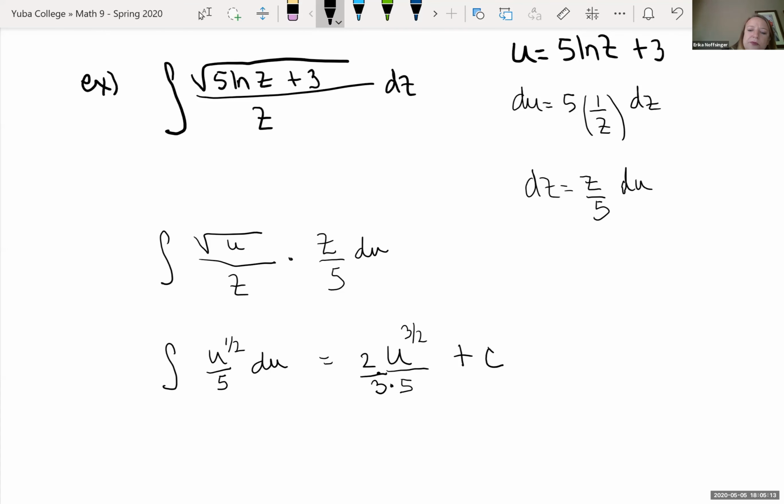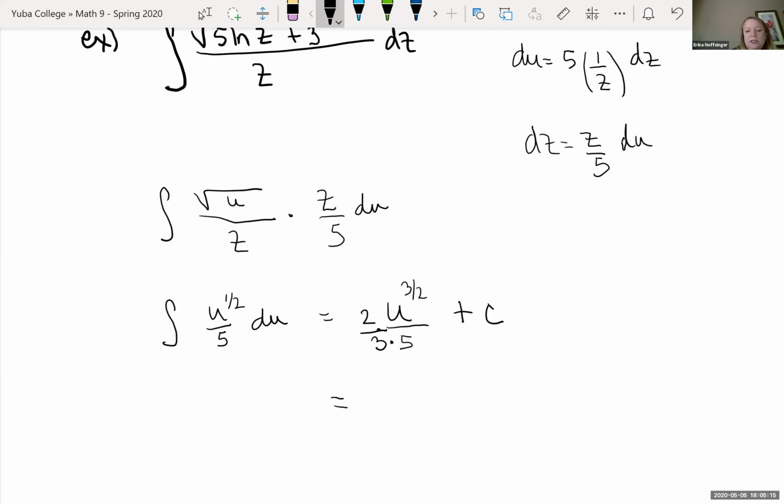Okay, the problem is our original function was in terms of z, and so we need to rewrite this. So we have 2. I see u here, and so I'm going to rewrite that. That u is 5 natural log of z plus 3, and that was all raised to the 3/2 power. And then I have this plus c over here. 3 times 5 is not 10. I don't know where I got 10, but 3 times 5 down here is 15.